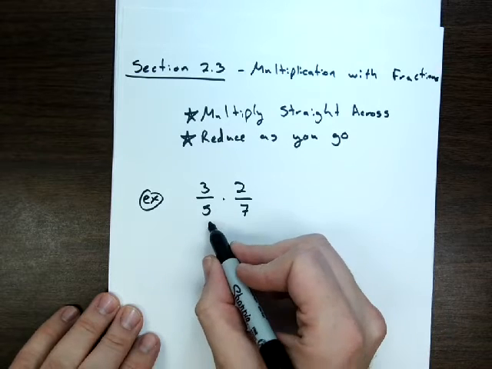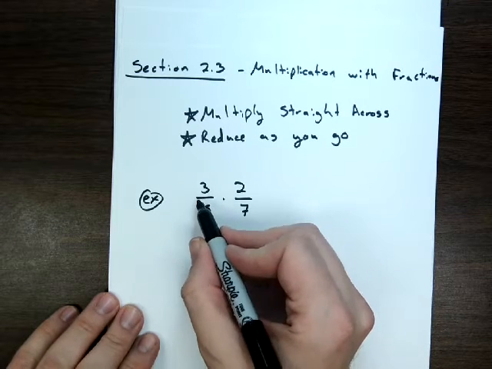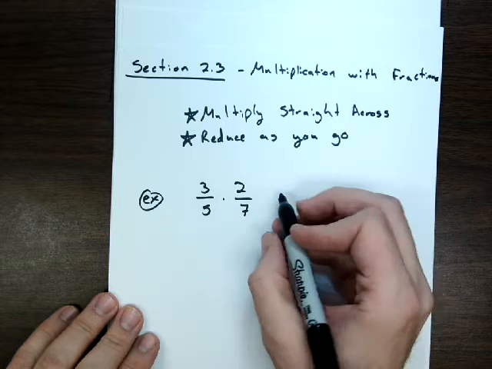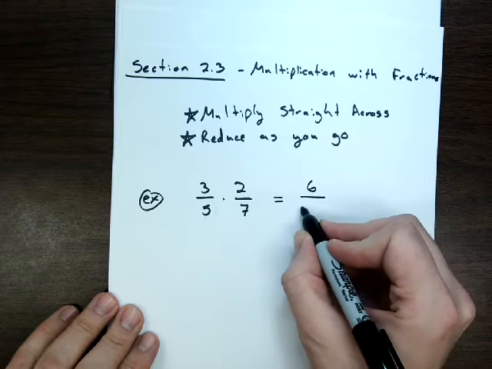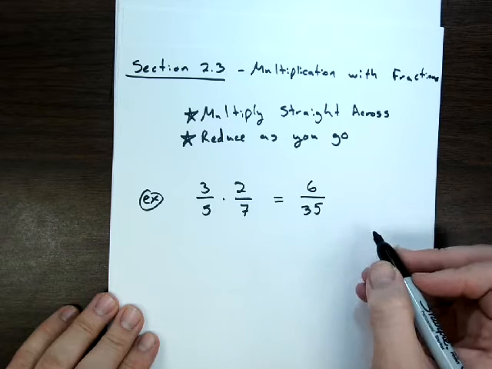I don't have any common factors top and bottom. All I'm going to do is multiply straight across. 3 times 2 is going to be 6. 5 times 7 is 35. Just like that, we're done.